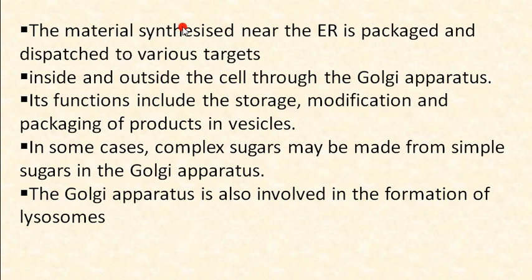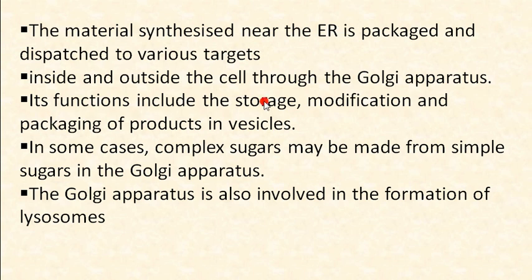The material synthesized near the ER is packaged and dispatched to various targets. Dispatch means to send. When we send something somewhere, we call it dispatch. So inside and outside the cell through the Golgi apparatus. So the Golgi apparatus will send things from one place to another. Things here means proteins and lipids.